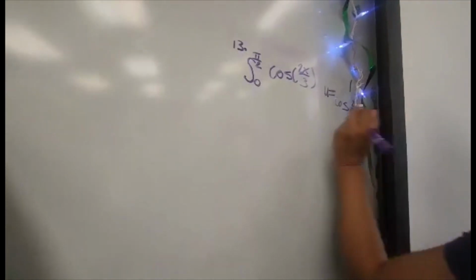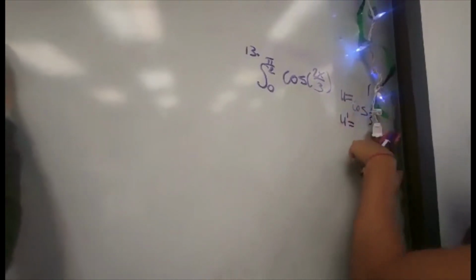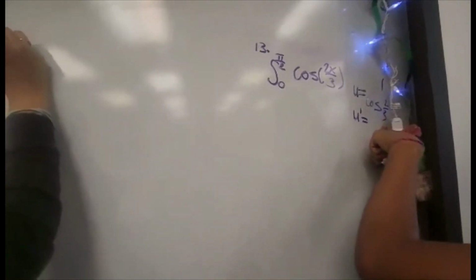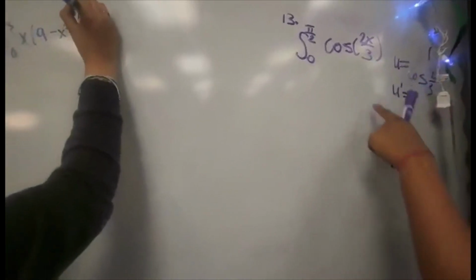What's going on? Does that stay there? So technically your u is the 2x over 3. Yeah. Can we not write so in the corner?